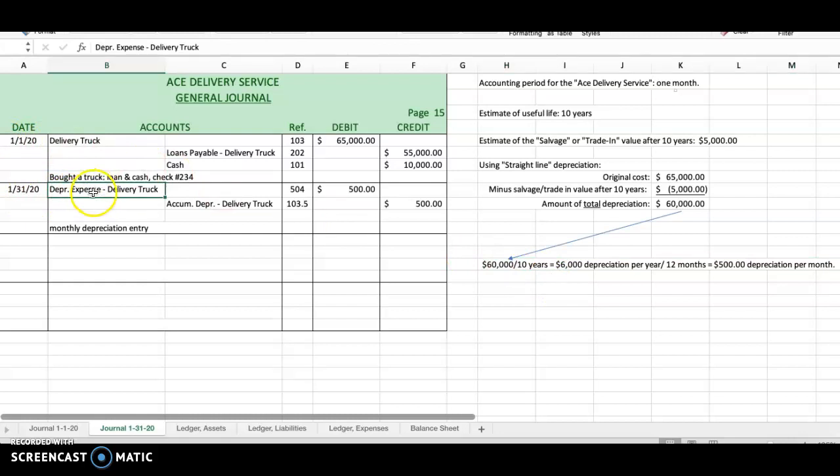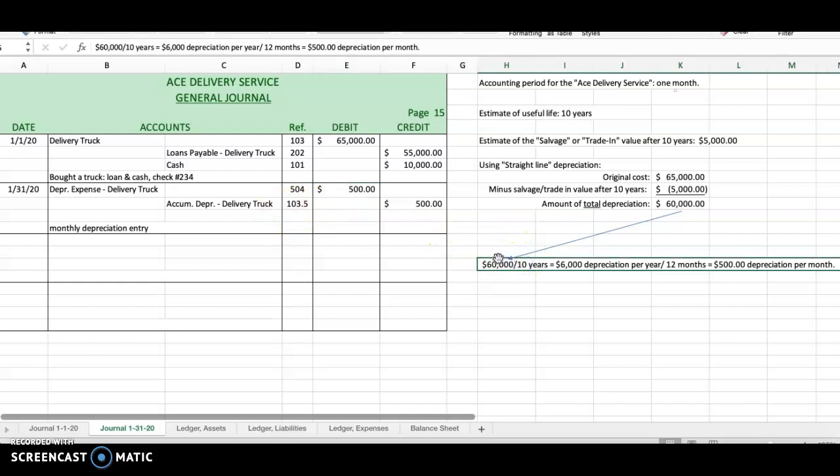As you see, there's a new account, another expense account, and depreciation is a cost of doing business. Way back at the beginning of the year, we talked about how we define expenses. These are things we can't avoid. They simply are costs of doing business. Depreciation is one of them. So we have a new depreciation expense account for the delivery truck, and we debit $500. That's what we figured as the monthly depreciation amount.